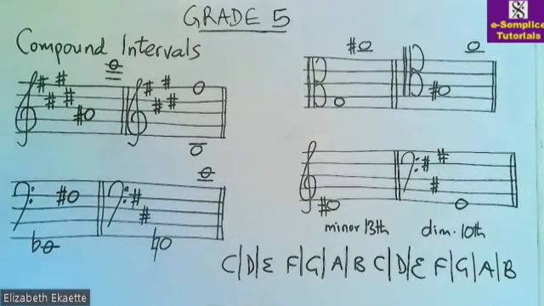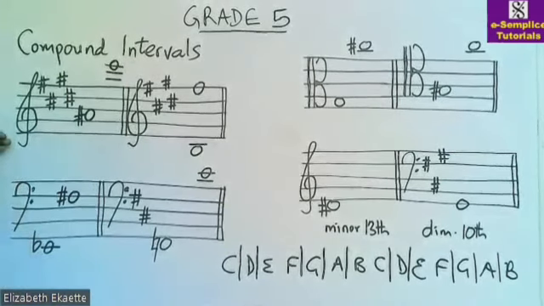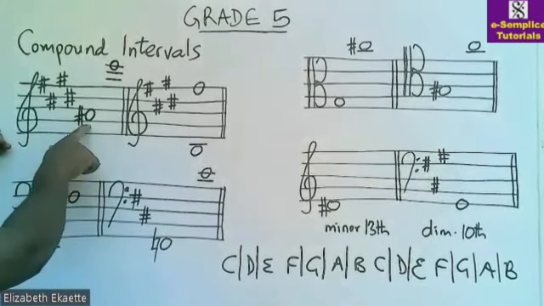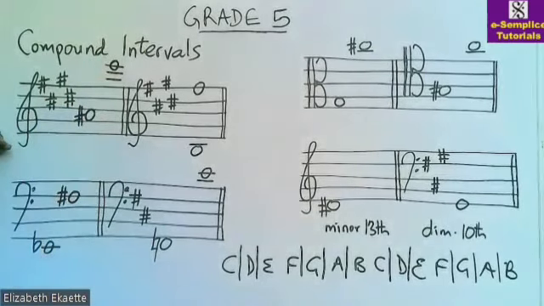So let's look at our first question. I've sketched my keyboard and I already know in my mind my table of both simple and compound intervals. That is, I know the number of the interval and I know the number of semitones that interval should have. So looking at this first one here, our lower note is A sharp. And our upper note is E.